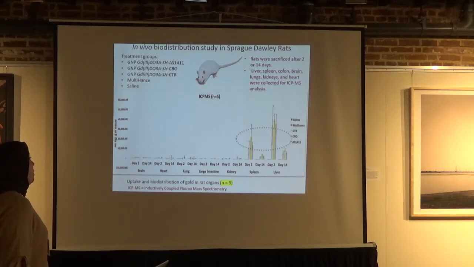After that, we went in vivo. This experiment was done using healthy Sprague Dawley rats. We divided the rats into 5 groups. 3 groups received the 3 complexes of GNP that I mentioned before. One group received MultiHance, which is a current MRI contrast agent, and one group received saline, which is a negative control. The graph shows that liver and spleen have the highest concentration of gold in comparison to the other organs.